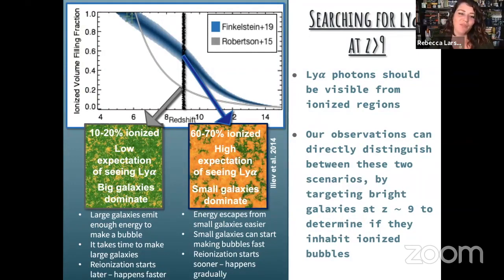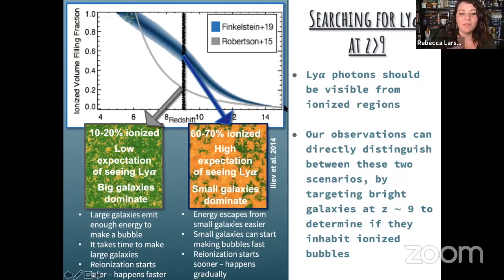We don't know what the source of the reionization photons were, and we don't know exactly when it started or how quickly the process went forward. So here I'm showing a plot that has the ionized volume fraction, so how much of the universe is ionized, on the y-axis, and redshift on the x-axis. Here we're showing two different theories and models of how reionization could have happened. The first one I'm going to show you is this gray line right here.